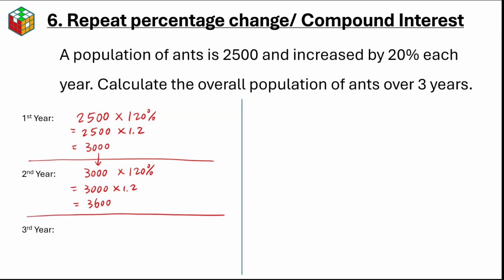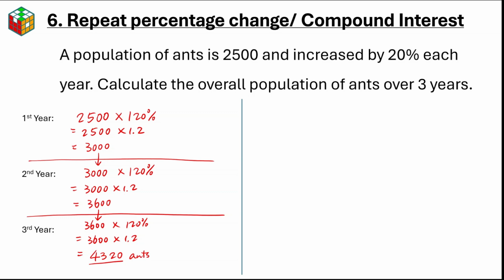And remember, the end point of the second year is the starting point of the third year. So 3,600 is my starting point times 120% means 3,600 times 1.2, it will give me 4,320 by the end of the 3 years, if the increase is a repeat percentage change.